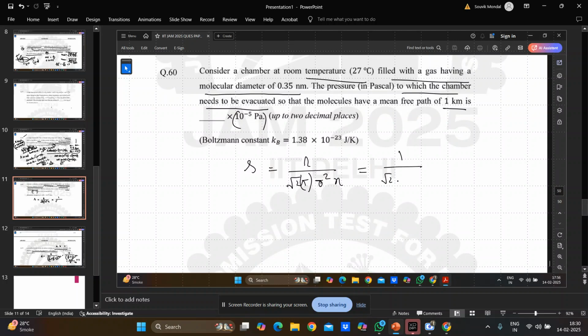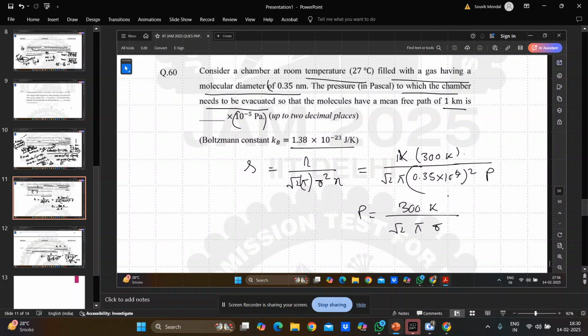n is p by kT. So root 2 pi sigma square p, where sigma is the given molecular diameter 0.35 into 10 to the power minus 9, squared. k's value is given. T is 300 Kelvin, 27 degrees Celsius is 300 Kelvin. So P is basically kT by root 2 into pi into sigma square into lambda, and lambda is 10 to the power 3 meter. 1 kilometer is 10 to the power 3 meter. So I am getting it as 0.76 into 10 to the power minus 5. So according to me, this is 0.76.